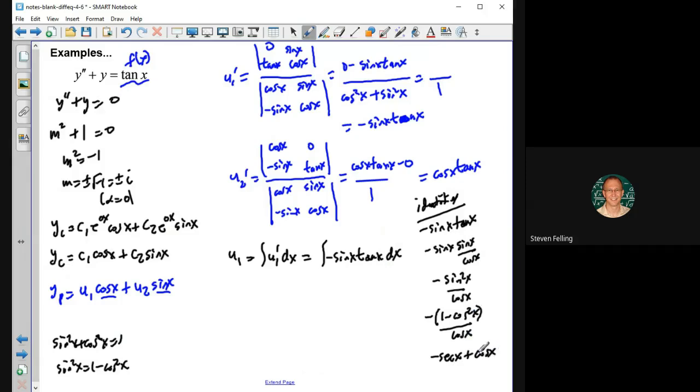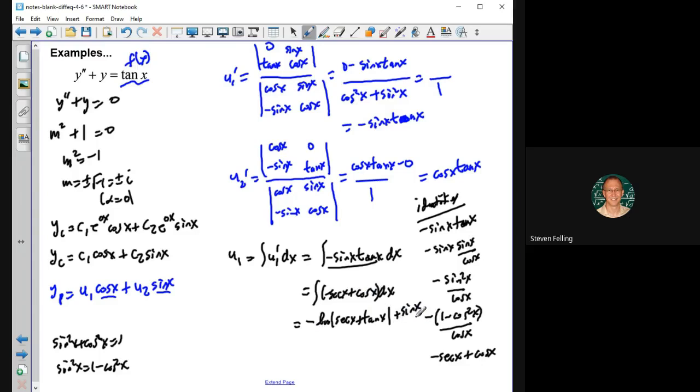So the reason I'm doing this is because rewriting it this way separates it into two terms that each have only one trig function. So the next thing I'm going to do is replace this whole thing here with negative secant x plus cosine x, which means I can now split this into two separate integrals, right? So by table now I can look up that the antiderivative of secant of x turns out to be the natural log of secant of x plus tangent of x, right? And then we know that the antiderivative of cosine is sine.